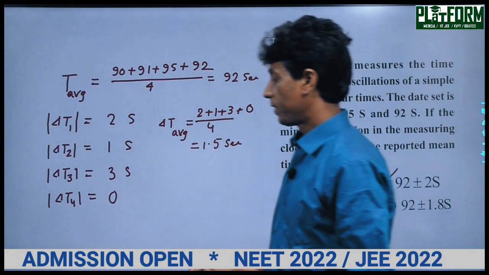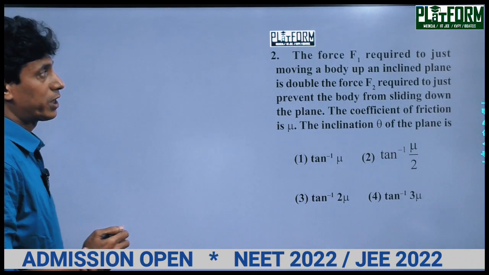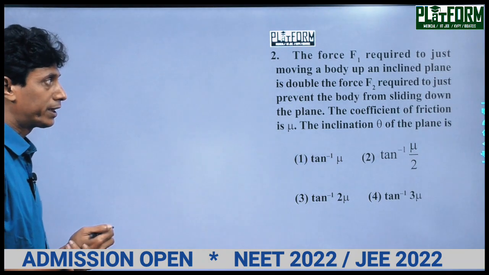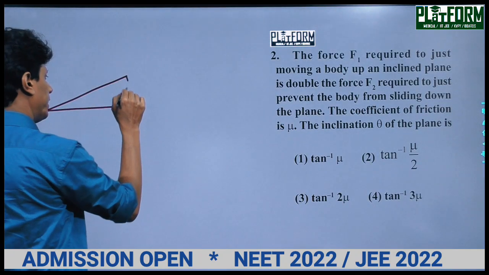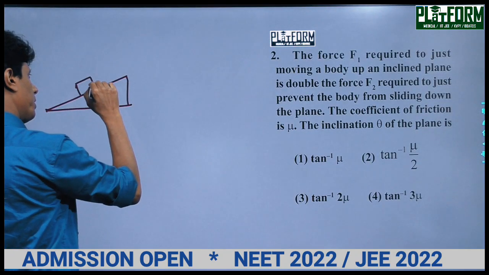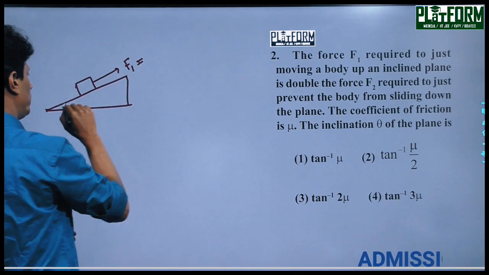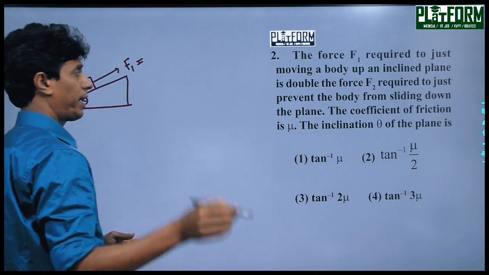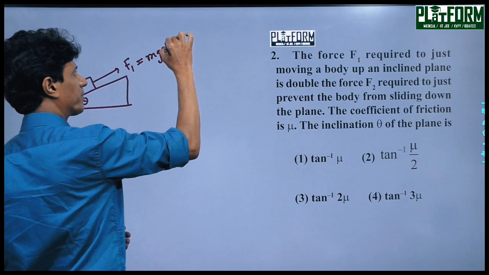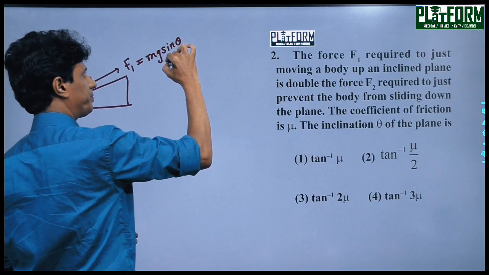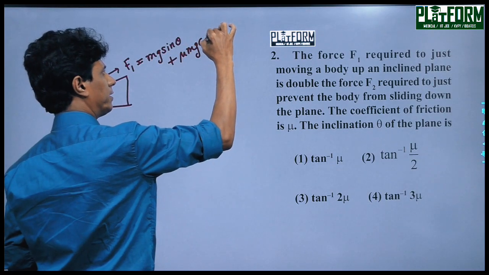Next problem. Force F1 required to just move a body up an inclined plane. In an inclined plane, the force required for moving up, if this angle is theta, then we can write it is mg sine theta plus mu mg cos theta.